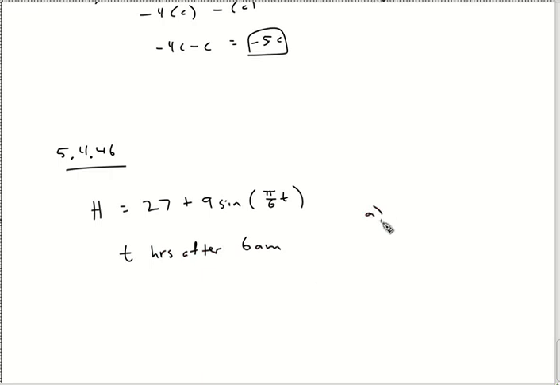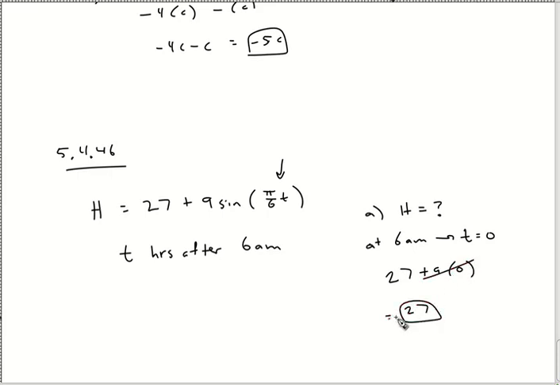And so part A says, what's the height at 6 a.m.? I'm going to write at 6 a.m. down here. It just says, what's the height at 6 a.m.? So go ahead and find it. Well, what's happening is that my t is equal to 0. There's been no hours elapsed since 6 a.m. So t equals 0. You're going to plug in a 0, and you're going to get what you get. Well, sine of 0 is 0. And so what you get is 27 plus 9 times 0. Well, this goes away, and you've got 27. That's your answer.